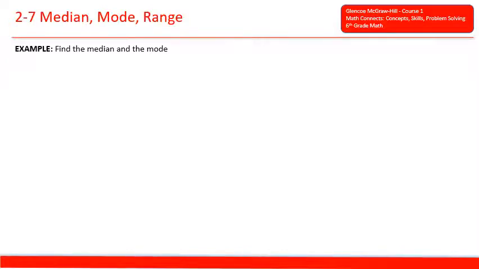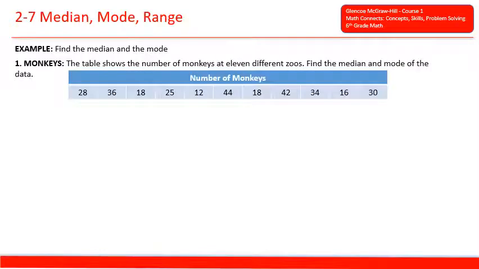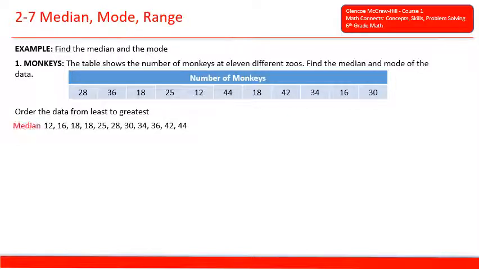Find the median and the mode. So monkeys: the table shows the number of monkeys at 11 different zoos. Find the median and mode of the data. So here's all of our data, and we're going to order this from least to greatest. So there it is, least to greatest.